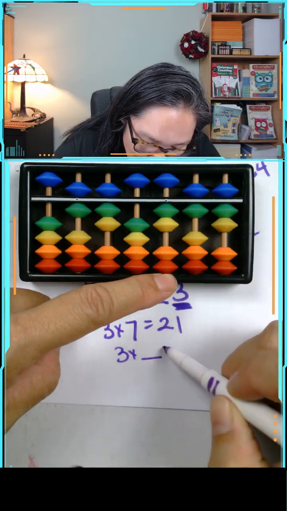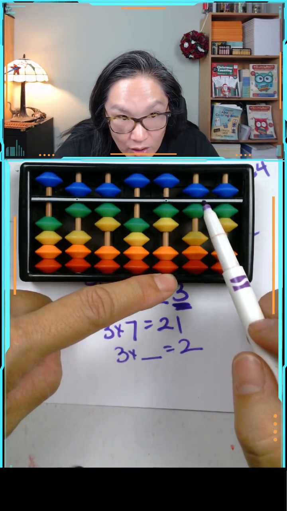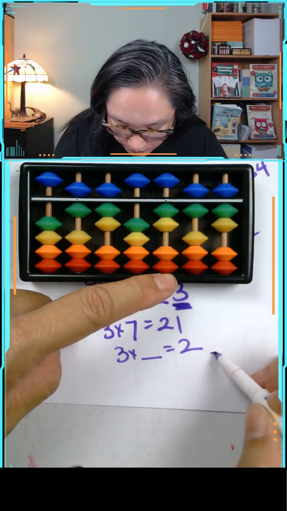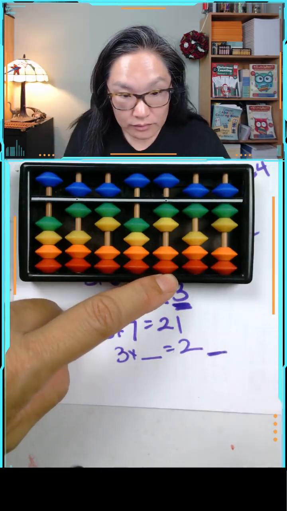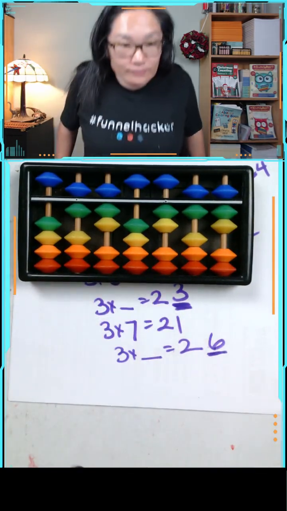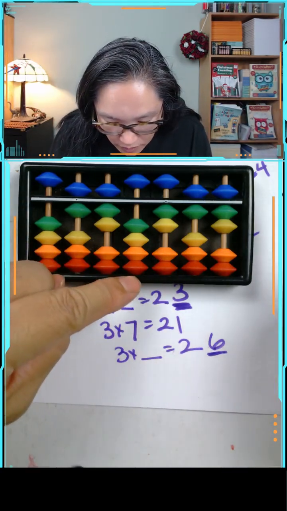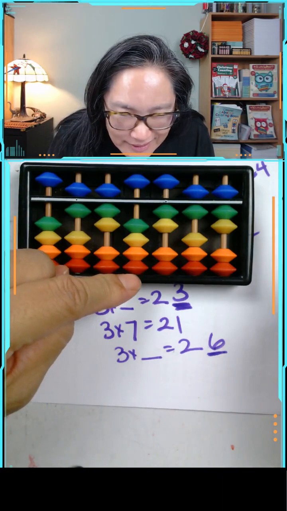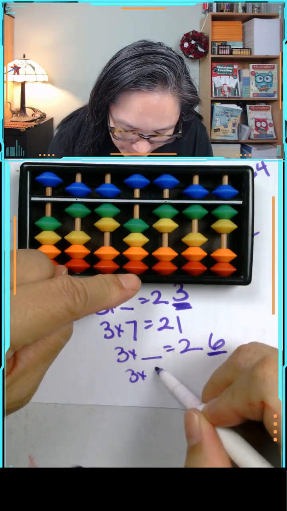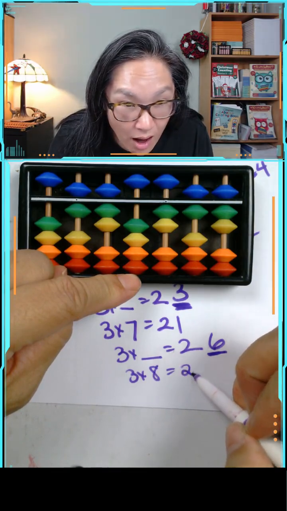So we have our next number. 3 times what is equal to 2? You can't do it, can you? So we have to bring down our next number. We have to bring down 6. So what times 3 is equal to 26 or less? 8. 3 times 8 is what? 24.